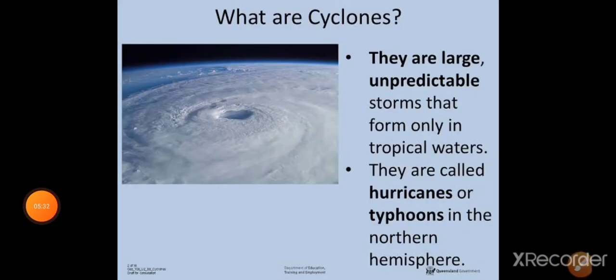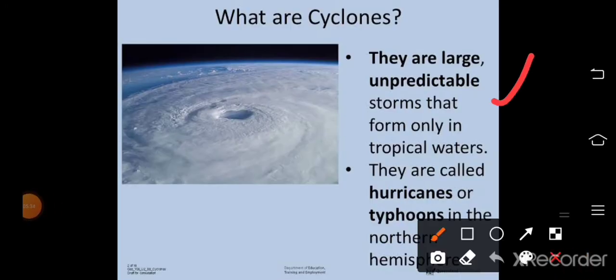About cyclones, they are large, unpredictable storms that form only in tropical waters. That means within the tropics, that is 23.5 degrees north or Tropic of Cancer, and the southern tropic, that is Tropic of Capricorn, 23.5 degrees south.